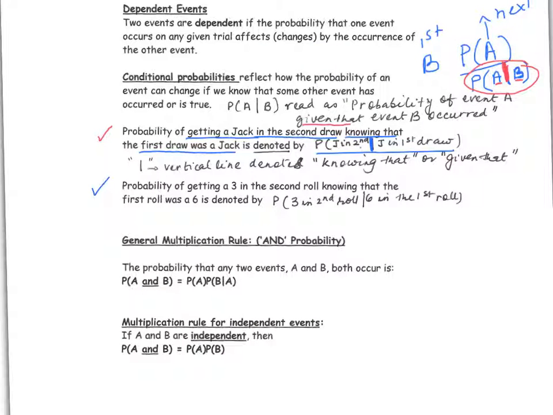Now look at the second one. Probability of getting a 3 in the second roll of a die, knowing that the first roll was a 6, is denoted by this. Probability of, that's how we read P of, 3 in the second roll, given that we rolled a 6 the first time. So the vertical line reads as given that.